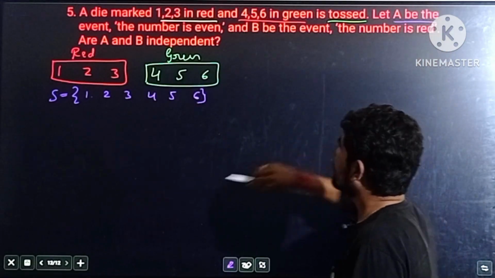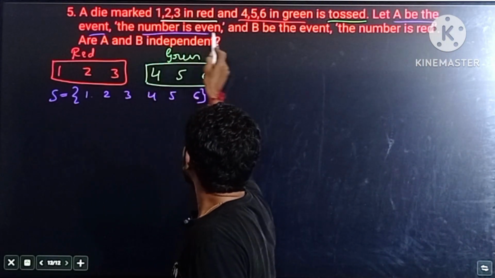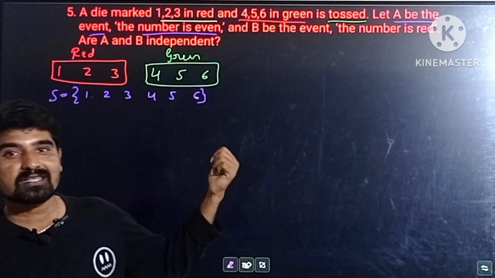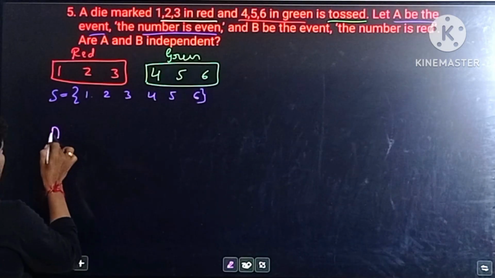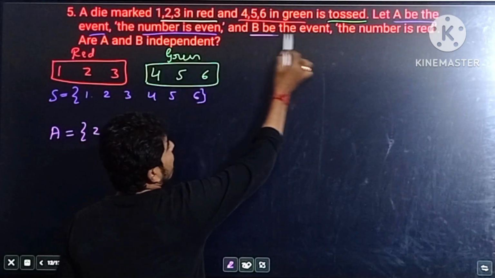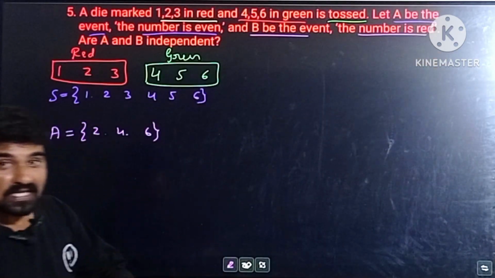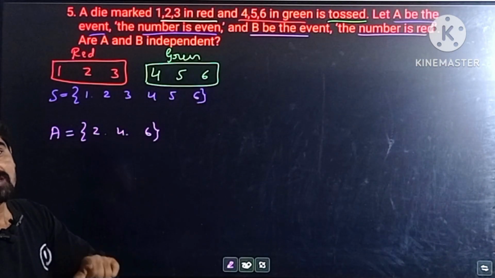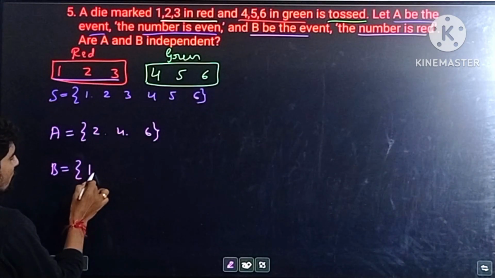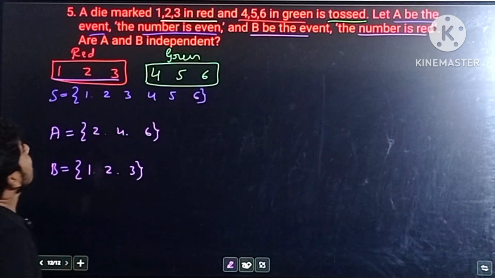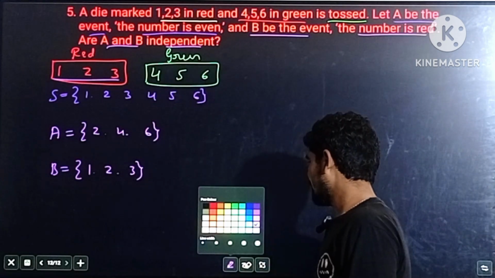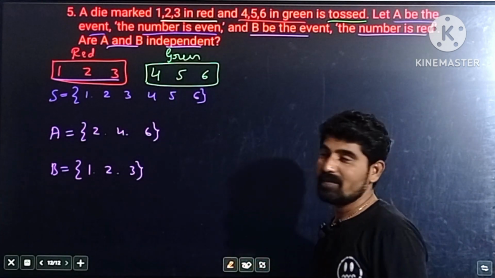And let A be the event: the number is even. See here, A is the event that depends on the numbers. The numbers are even. Therefore, event A consists of only the even numbers 2, 4, 6. And B be the event: the number is red. So B is an event which consists of the numbers which are in red color. As you know, the numbers in red color are 1, 2, 3. And the question is, are A and B independent? So we need to identify whether these two events A and B are independent or not.